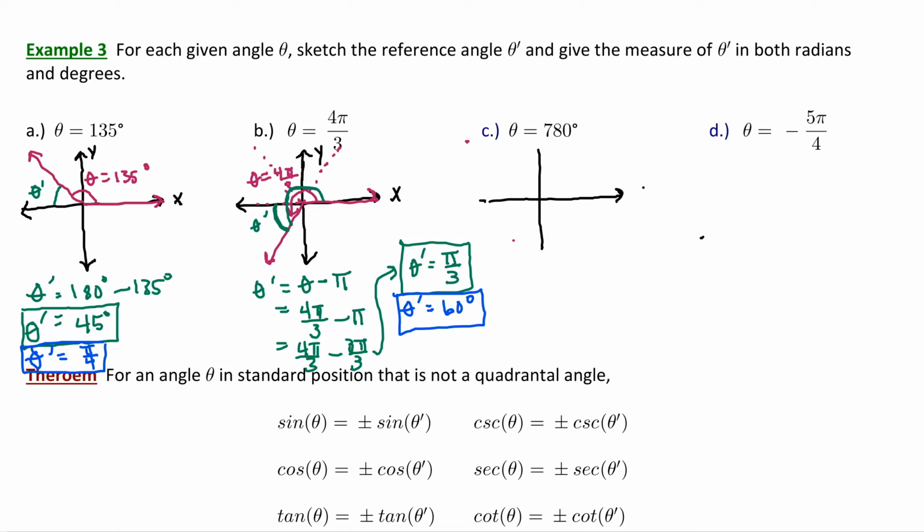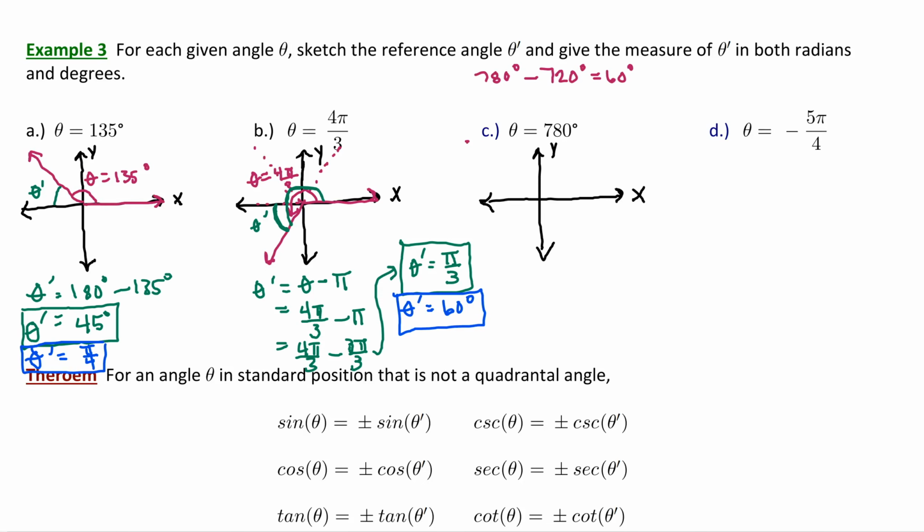Let's try a reference angle for something that's greater than 1 rotation. So we have 780 degrees for angle theta, and we want to find the reference angle theta prime. So first of all, quickly notice that if we take 780 degrees and we subtract 2 rotations, that is 720 degrees, 2 rotations of 360 degrees each, this angle is coterminal with 60 degrees.